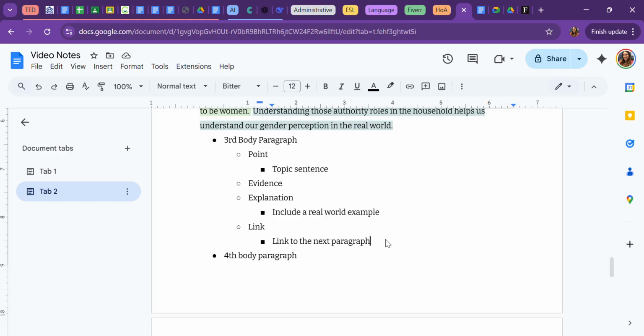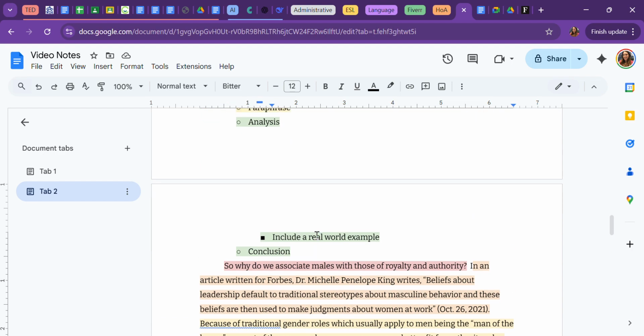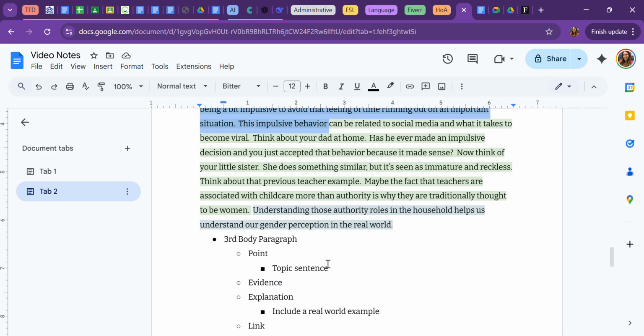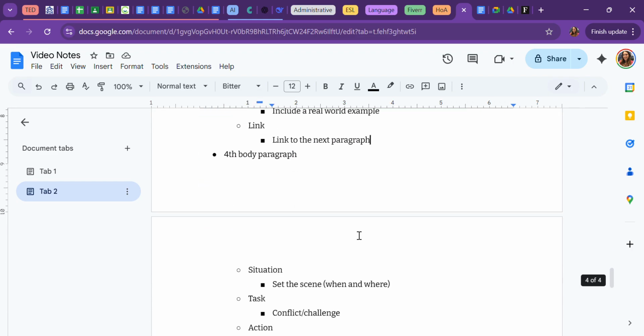For the sake of my sanity and this video, we're not going to do this body paragraph because it's basically the same thing as up here, but instead of this yellow for the paraphrase, it would just go in the green for explanation. Okay, fourth body paragraph.